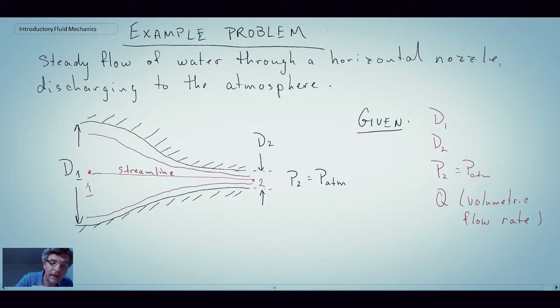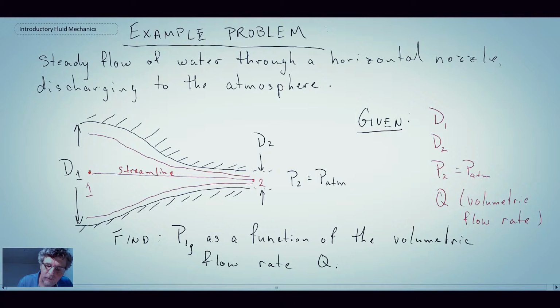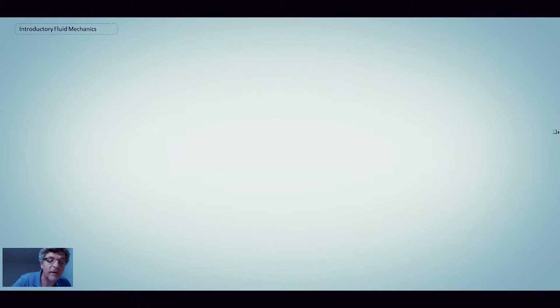And what they are asking us to do is the following. They want us to find the upstream pressure, the gauge pressure upstream at point 1, as a function of the volumetric flow rate Q. So in order to do this, we need to make a number of different assumptions in order to apply Bernoulli. So the assumptions will be the following.